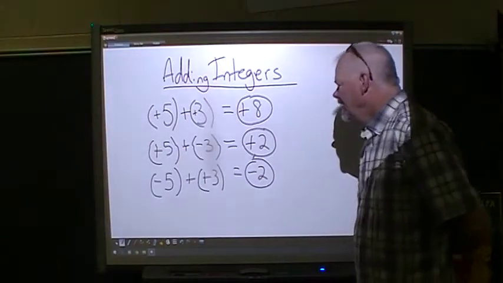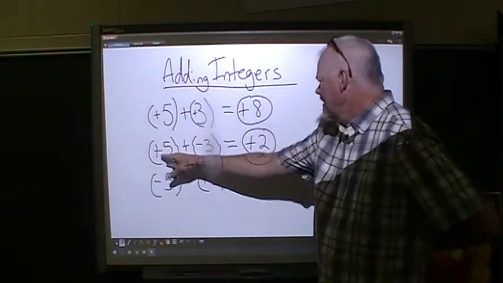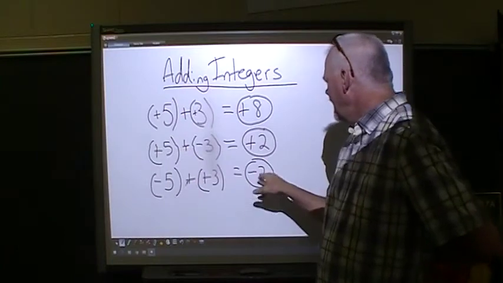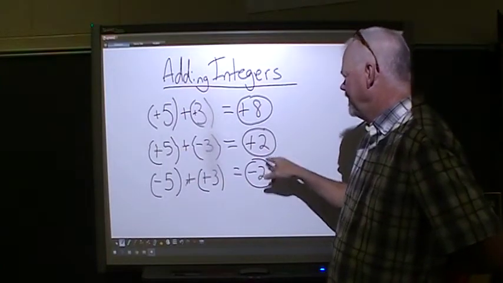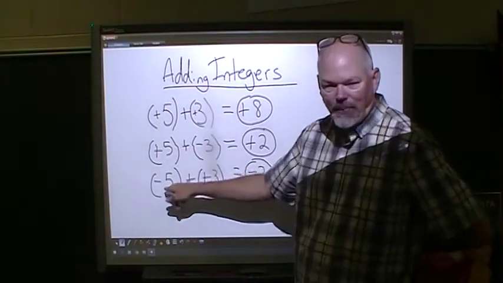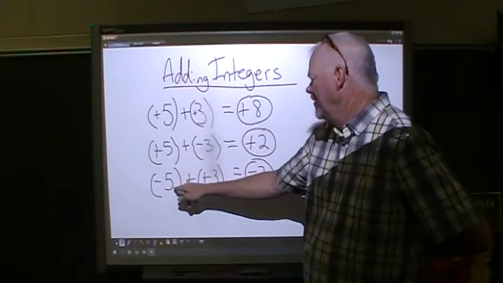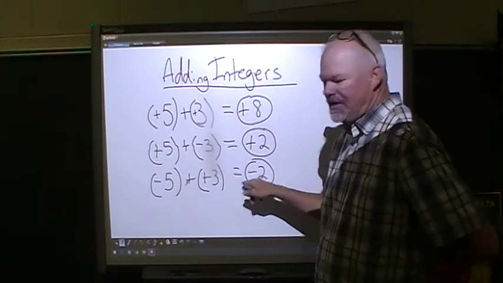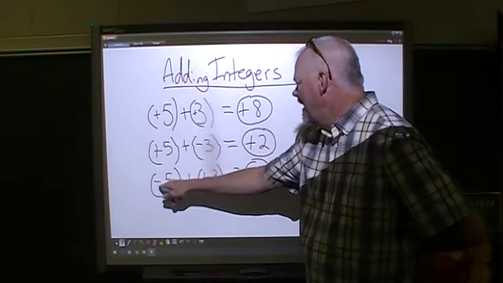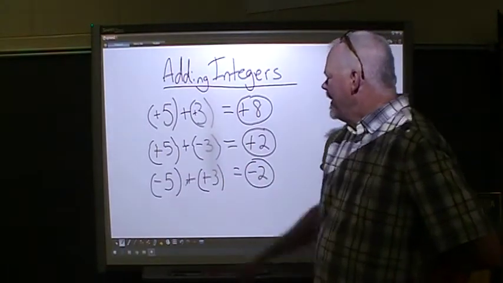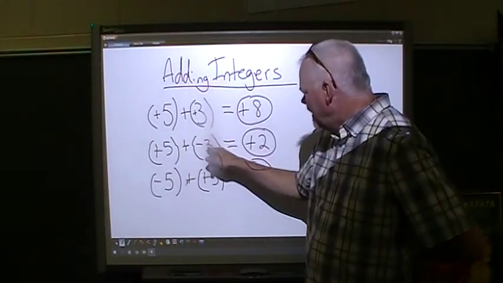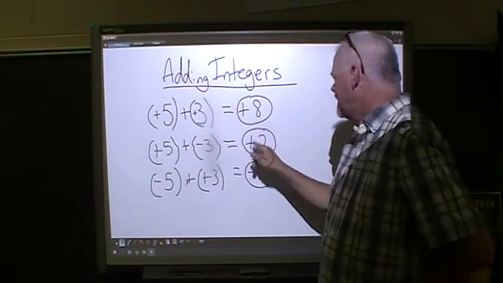All right? So this one, the signs were different, just like this one, but our answer went negative instead of positive because we have more negatives. Whichever number is bigger, that's what the answer is going to be. The 5 is bigger than 3, so we have 5 negatives, right? Here, the 5 is bigger than the 3. That's why we have more positives.